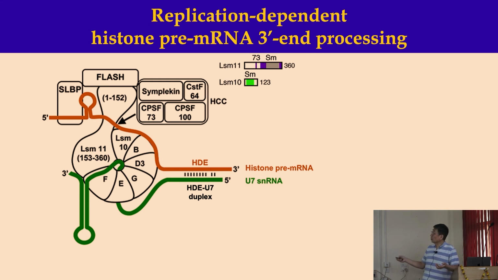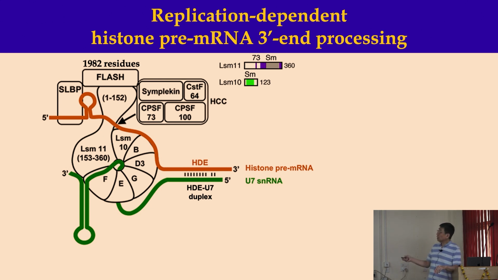LSM10 has small extensions, even though it's unique to the U7 snRNP. Because these extensions are so small, people basically ignored them, didn't really pay attention to them. Nobody really studied them, so we'll come back to that. As I mentioned, the LSM11 internal extension interacts with a protein called FLASH. FLASH is a gigantic protein, 2,000 residues.